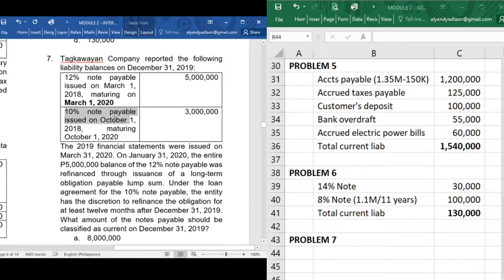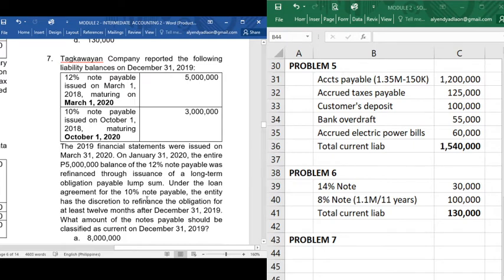Next, 10% note payable issued on October 1, 2018, maturing October 1, 2020. That is 9 months from now. Okay, now let us see these additional details. The 2019 financial statements were issued on March 31, 2020. On January 31, 2020, the entire 5 million, the balance of the 12% note payable, was refinanced through issuance of a long-term obligation payable lump sum. Under the loan agreement for the 10% note payable, the second liability, the entity has the discretion to refinance the obligation for at least 12 months after December 31, 2019.